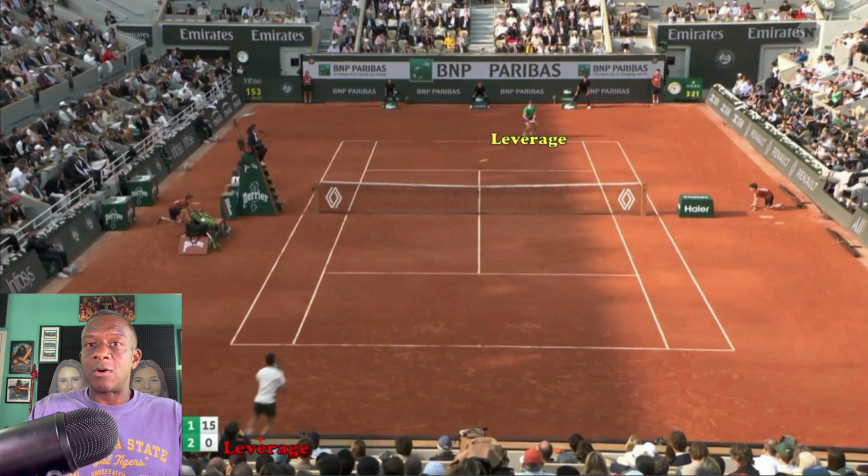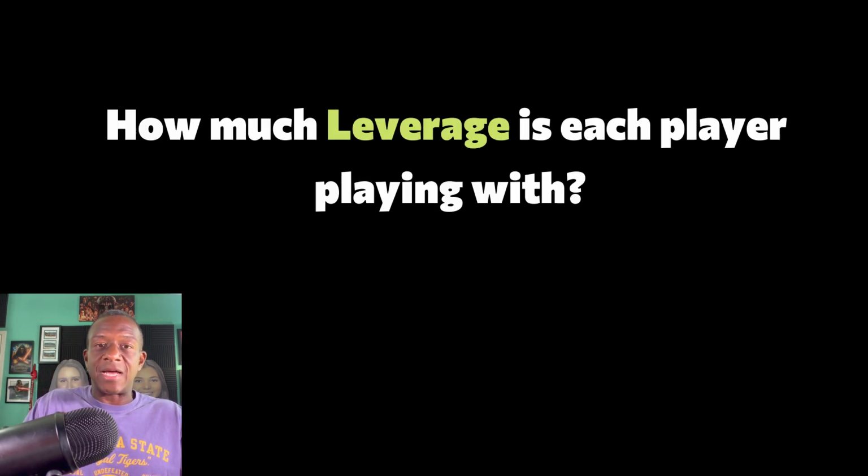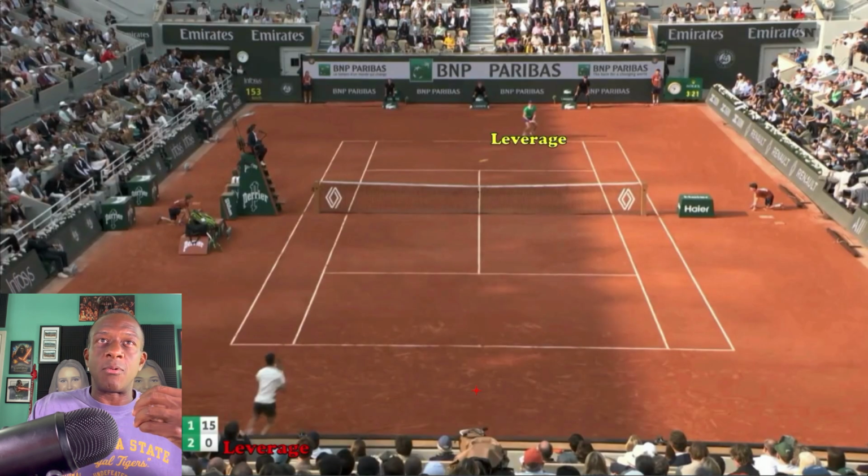So the first thing I want to point out is leverage is constant. So we talked about leverage. What's always important during a point is how much leverage each player has. How much leverage you have, how much leverage they have. That says a lot about the way the point is going to unfold. So when you're playing a point, or when you're watching yourself play or watching someone else play, always pay attention to what leverage the 2 players have.